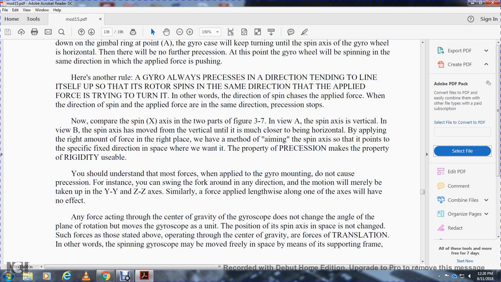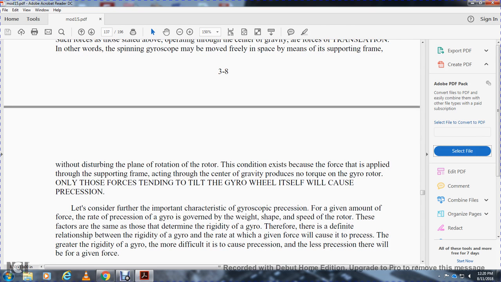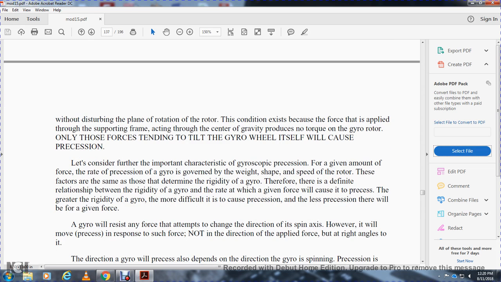The position of the spinning axis changes only under the action of a force such as that stated above. The action of a force at the center of gravity is a force of translation. In other words, the spinning gyroscope may be moved in space, meaning the support frame. Without disturbing the plane of rotation of the rotor, forces applied without the supporting frame, acting through the center of gravity, produce no torque on the gyro rotor. Only forces that tend to tilt the gyro wheel itself will cause precession.